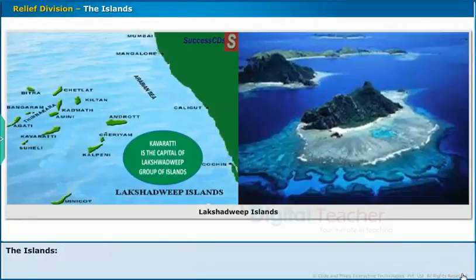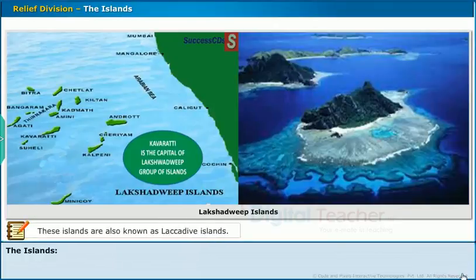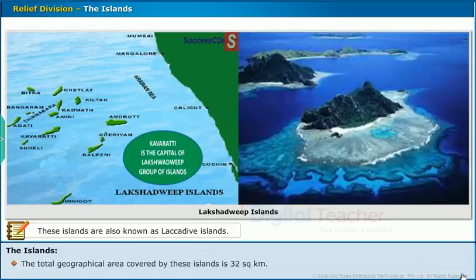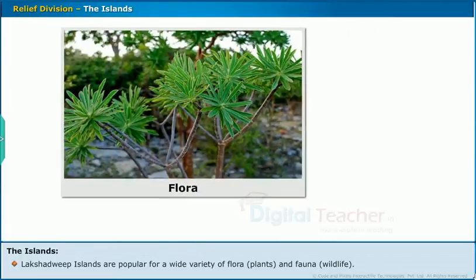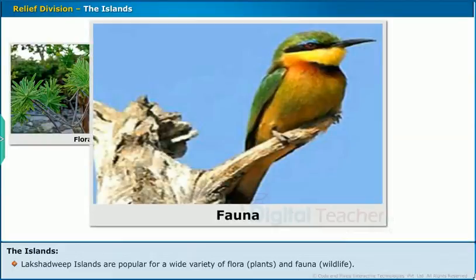Lakshadweep Islands. These islands are of coral origin. The total geographical area covered by these islands is 32 square kilometers. Lakshadweep Islands are popular for a wide variety of flora, plants, and fauna, wildlife.